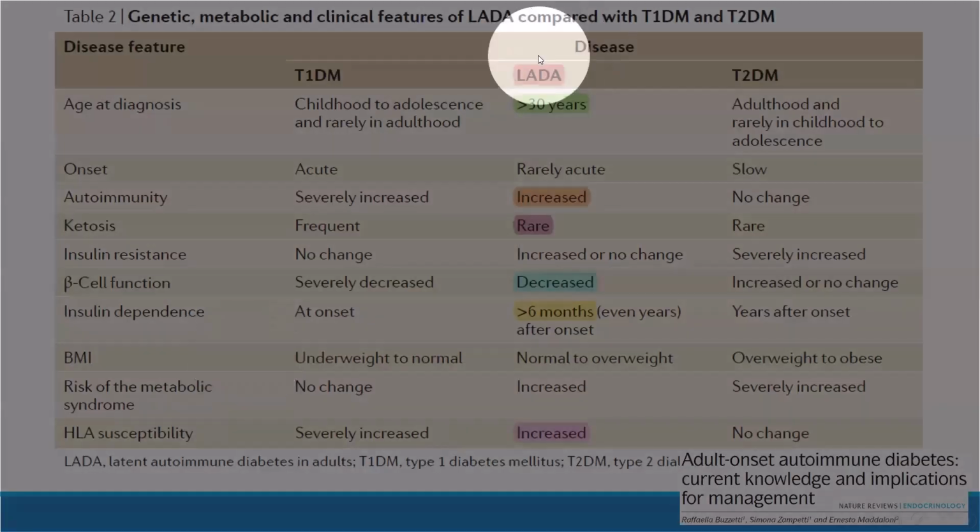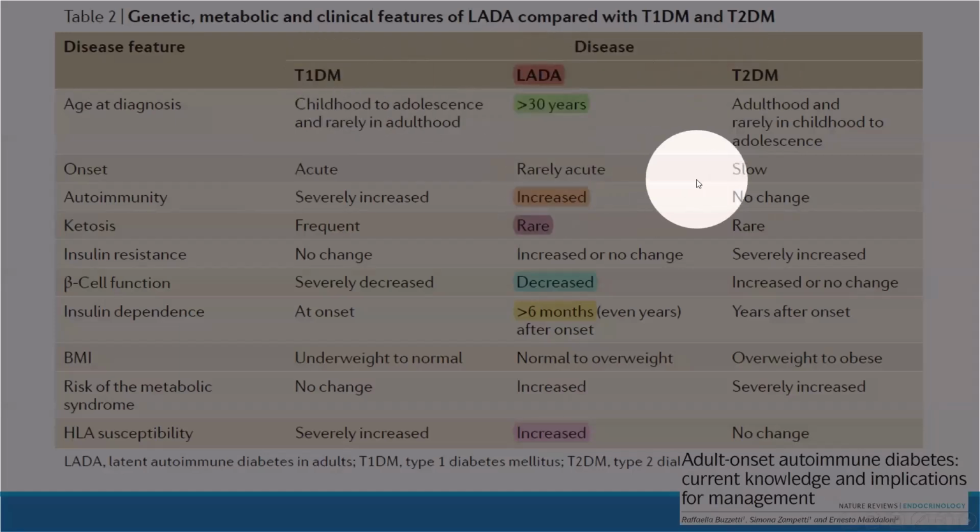LADA is a very important form of diabetes mellitus, presented by positive autoantibody. Autoimmunity is increased, so if we have a positive autoantibody, it may be LADA or type 1 diabetes mellitus. LADA is a slowly progressive type 1 or rapidly progressive type 2. LADA is intermediate between type 1 and type 2.